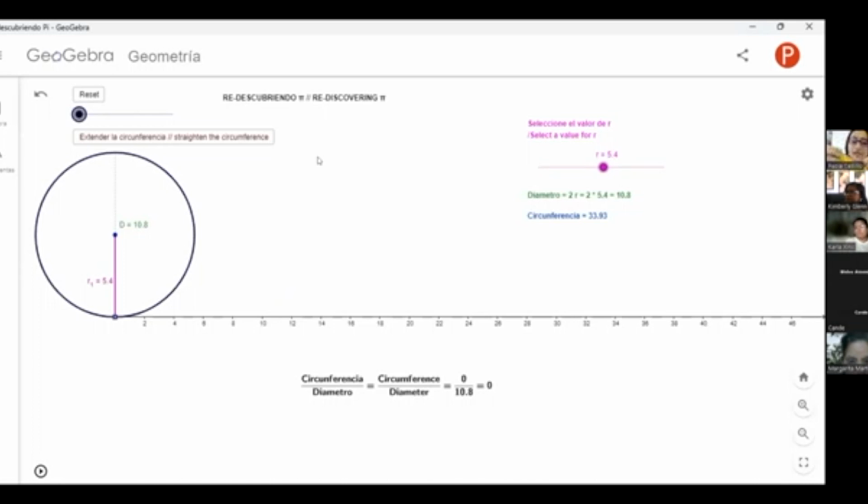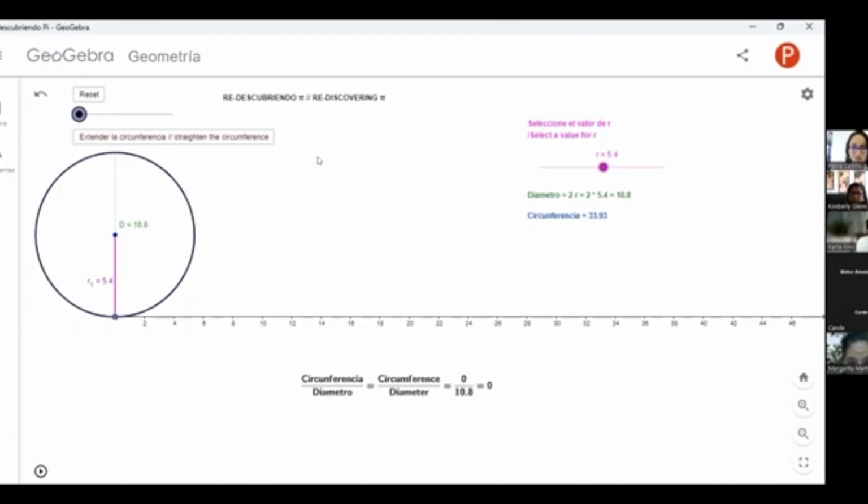Mi distancia pequeñita mide 10.8. No sé si lo ven. 10.8. I don't know if you can see it, more or less. So how much is yours? 10.8 centimeters. But the interesting thing is it doesn't matter which units you're utilizing. The important thing is to measure the radius and the diameter in the same way. Some people prefer inches or another measurement. So now we're going to do the same with the long one. 7.3, Jorge says.